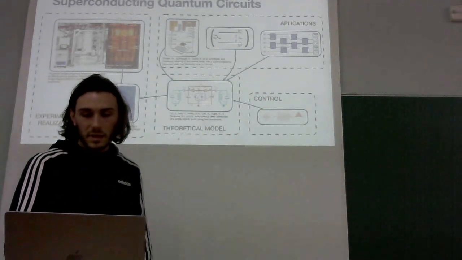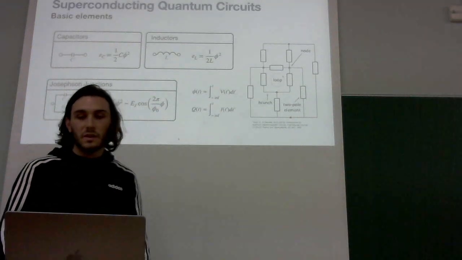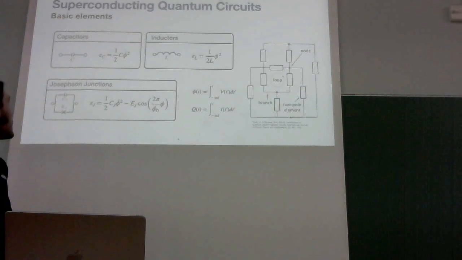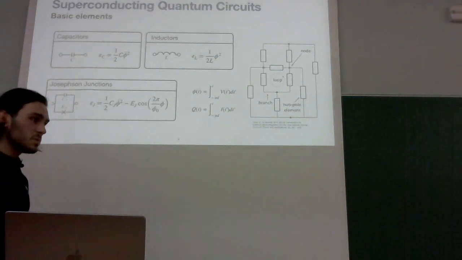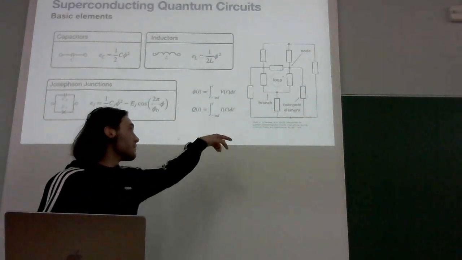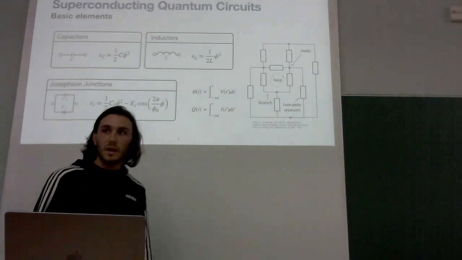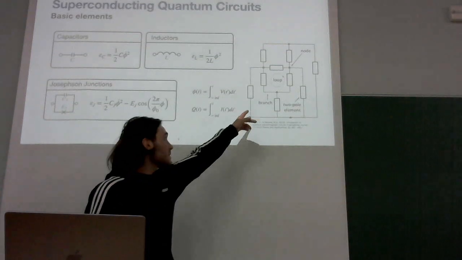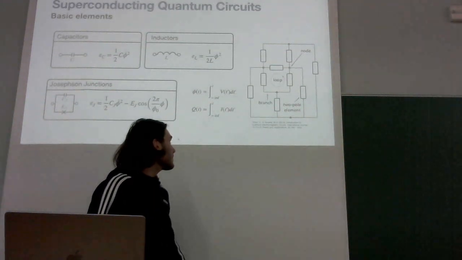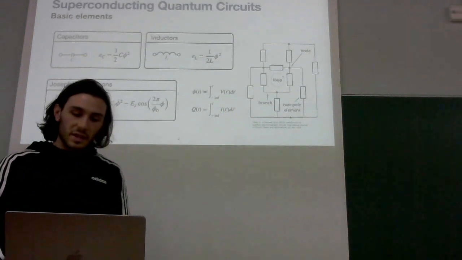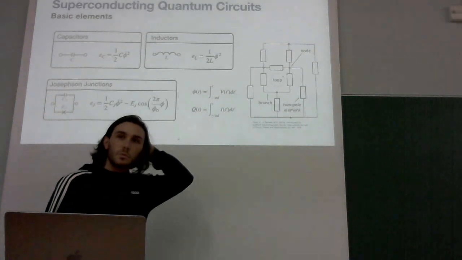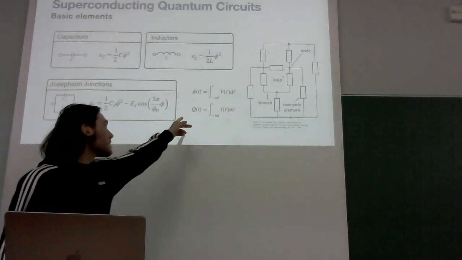So I will start by speaking about the basic elements that we can find in a superconducting circuit. Essentially, we can find three elements: capacitors, inductors, and Josephson junctions. The representation of superconducting circuits is usually in this form right here, which is similar to the one we find in classical electronics, where we can find branches, nodes, and loops. In contrast to classical electronics, here we don't usually work with voltages and currents. We usually change to fluxes and charges.